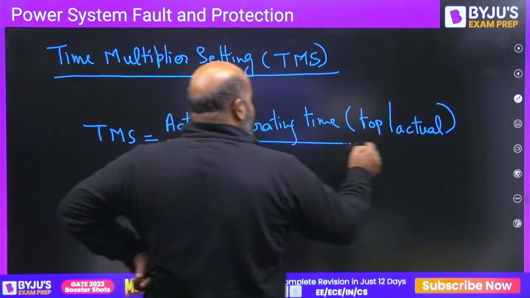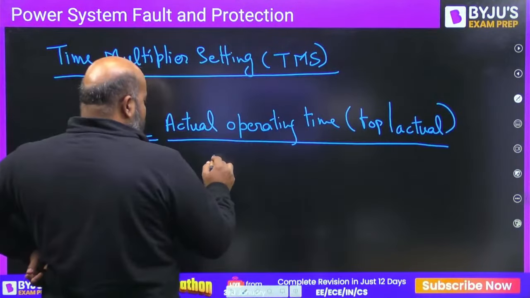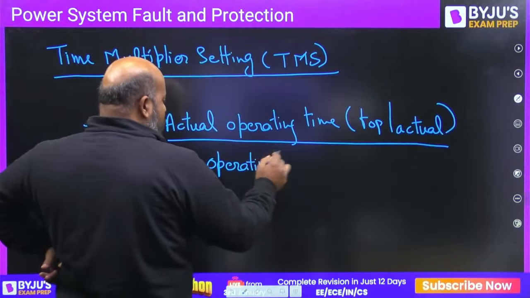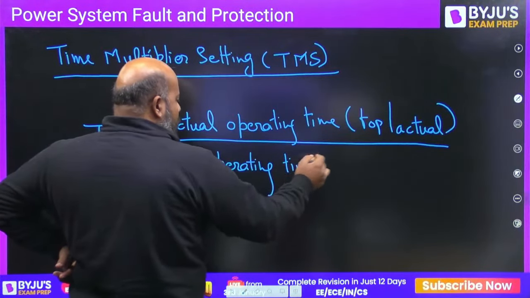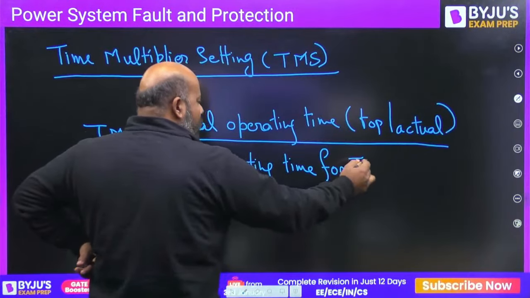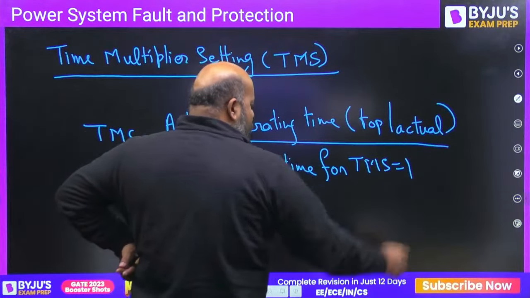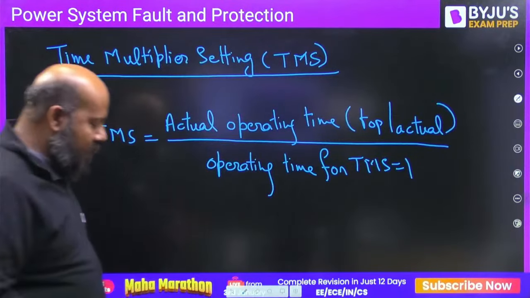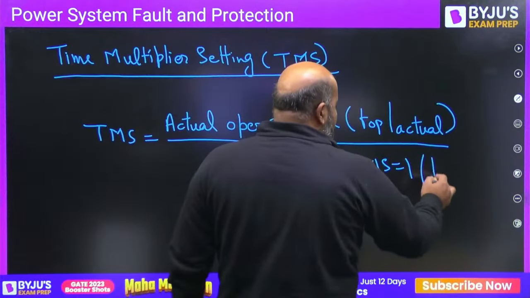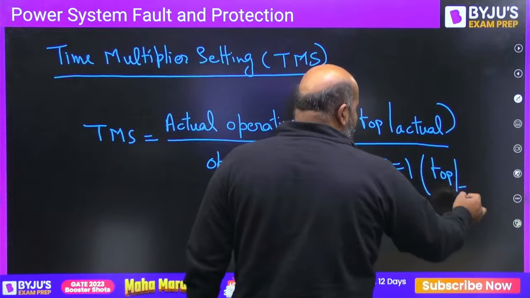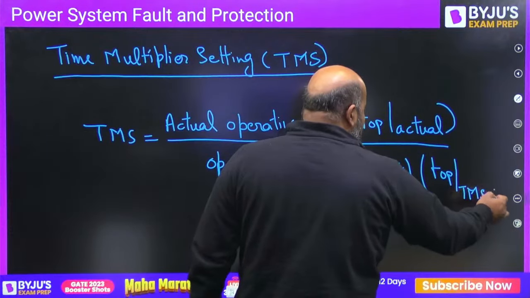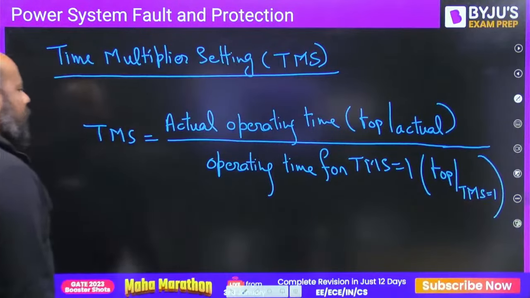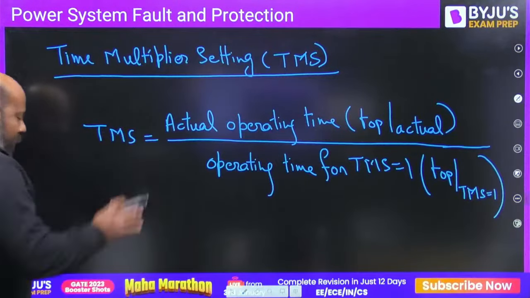Divided by the operating time for TMS is equal to 1. If there is no grading of time, TMS is 1. So this is the operating time for TMS is equal to 1. So this is how this time multiplier setting is defined. But what is the basic idea of this?